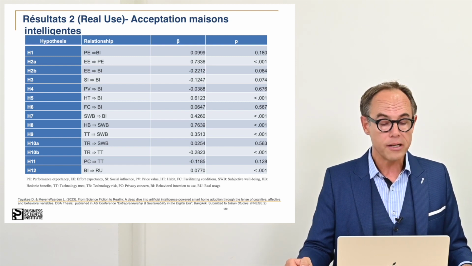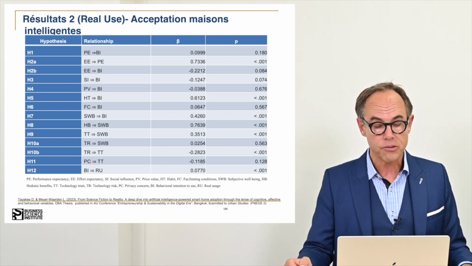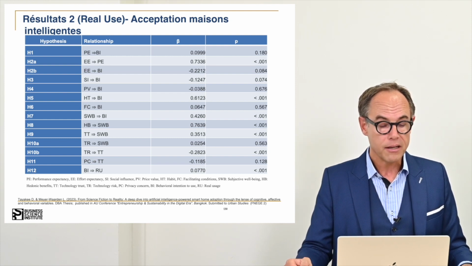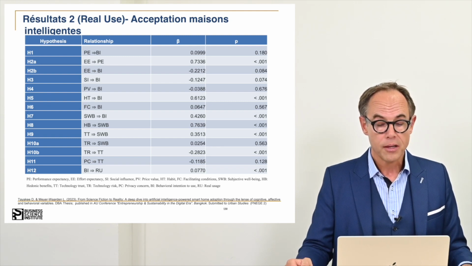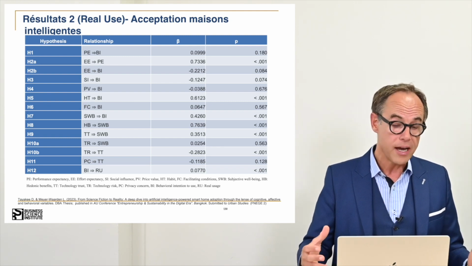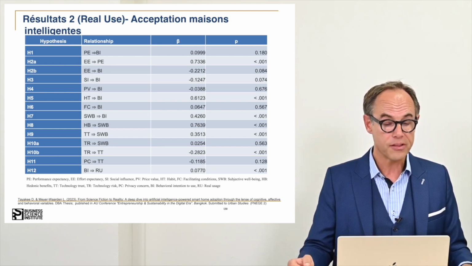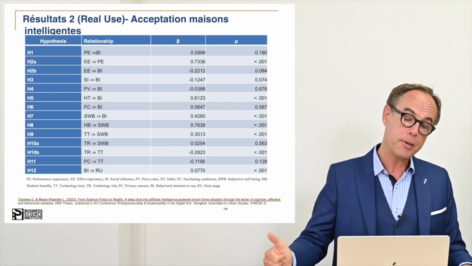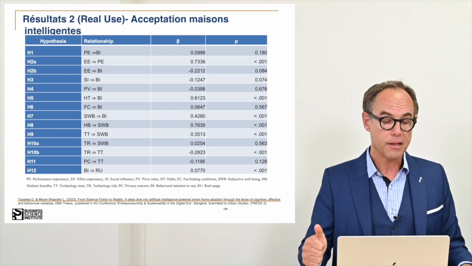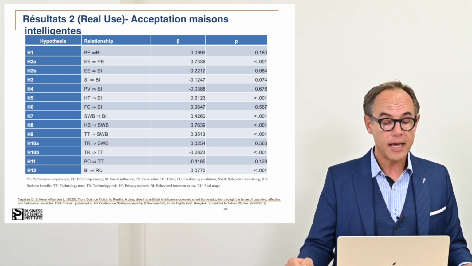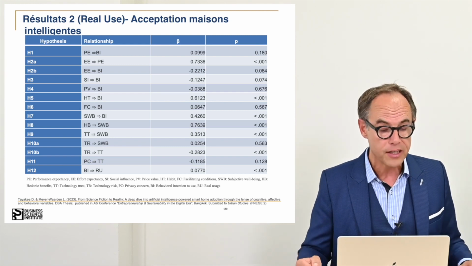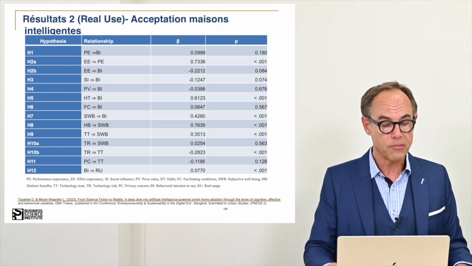We can see that social influence positively impacts behavior intention to use. We can see, for example, that habit positively impacts behavior intention to use. Facilitating conditions have no impact, in contrast to hypothesis 6. Subjective well-being, again, positively and significantly impacts intention to use. Hedonic benefits impact subjective well-being positively, in line with hypothesis 8, and so on and so on.